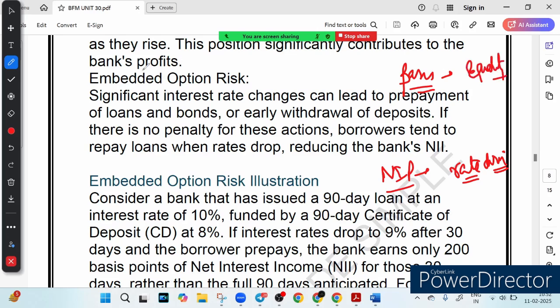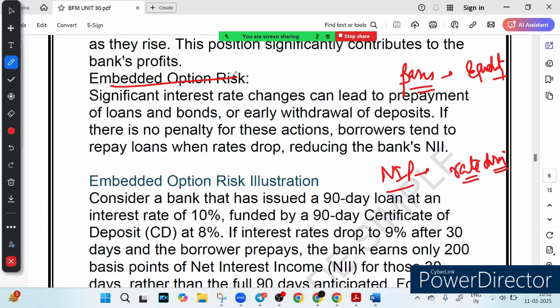And the third risk we are talking about is the embedded option risk. This is also a kind of interest rate risk. It means customers change plans when rates change. Suppose a customer has taken a loan and interest rates decrease, so they will prepay their loan and again take a loan at a lower interest rate. Similarly, when there is an increase in interest rates, customers will withdraw their deposits and reinvest at a higher interest rate. So whenever rates change, the bank is exposed to embedded option risk. I hope it is clear.